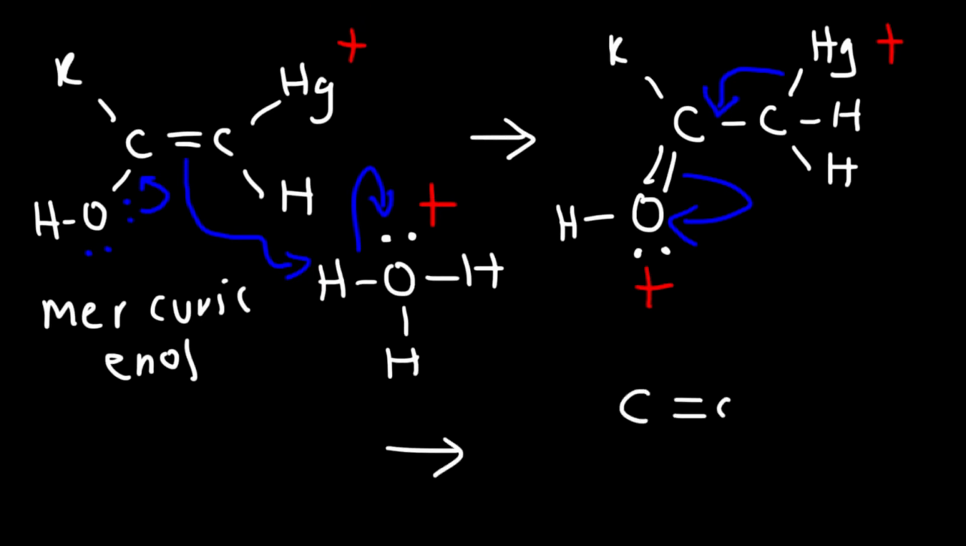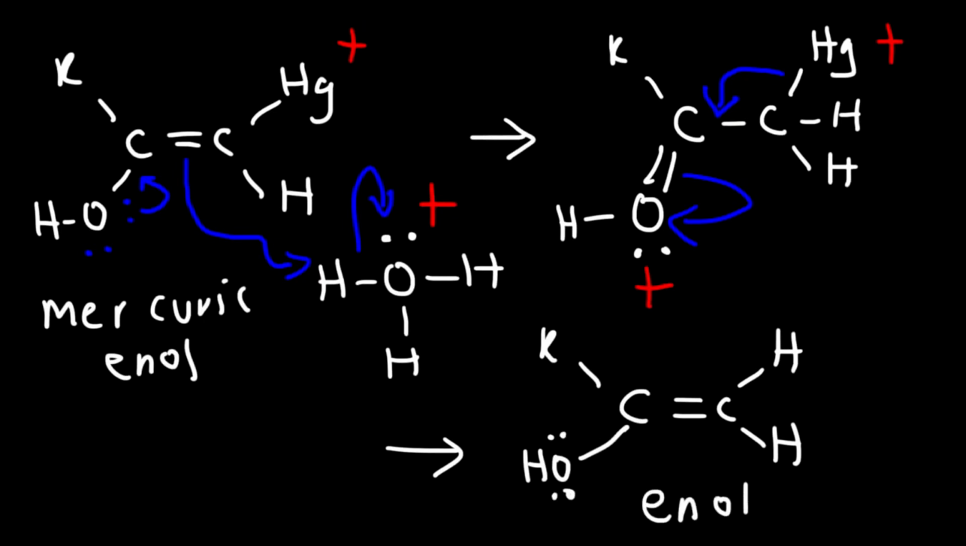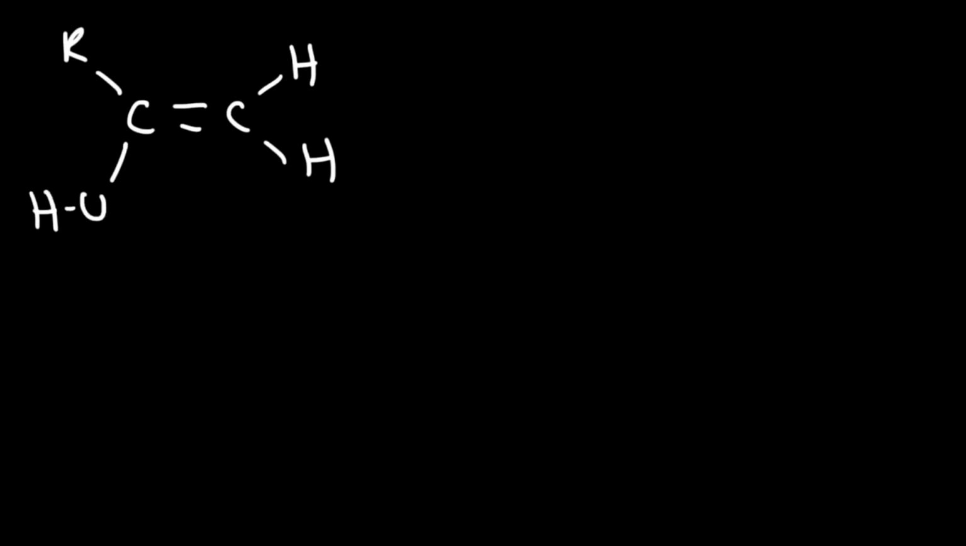So now we have a double bond, two hydrogen atoms, the mercury atom is gone. And now we just have an OH group with two lone pairs. So now we have a neutral enol molecule. So what's going to happen next? What can we do with this enol? How can we show its conversion into a ketone under acidic conditions?